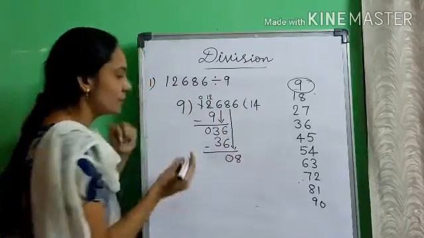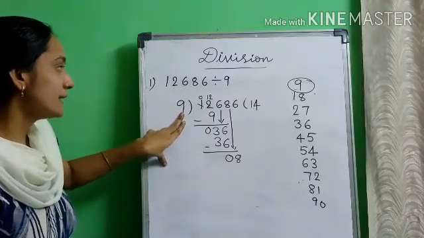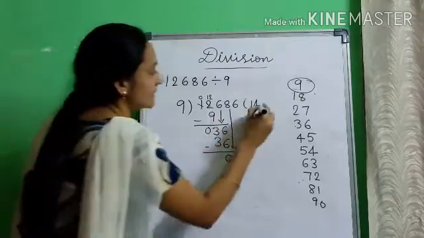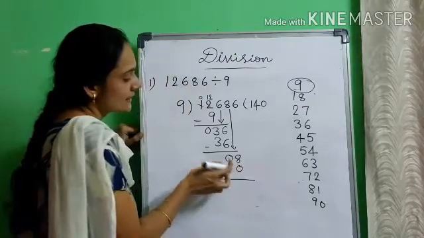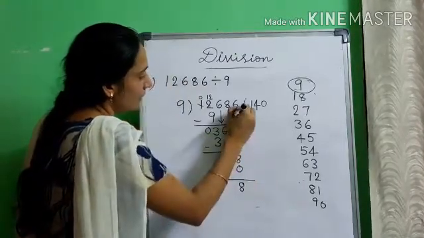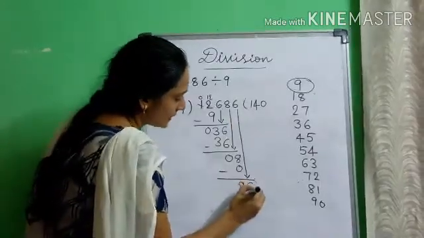0, 8. Now, children, here 9 is greater than 8. So, we cannot divide. 0 9s are 0. Again, subtract 8 minus 0. 8 minus 0 is 8. And write down next to the 8 the next digit, which is 6.